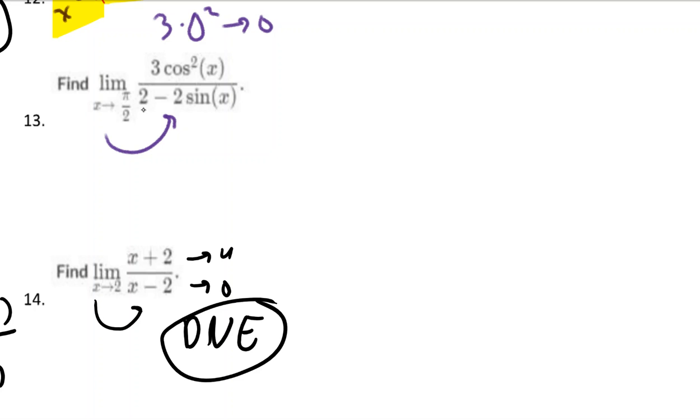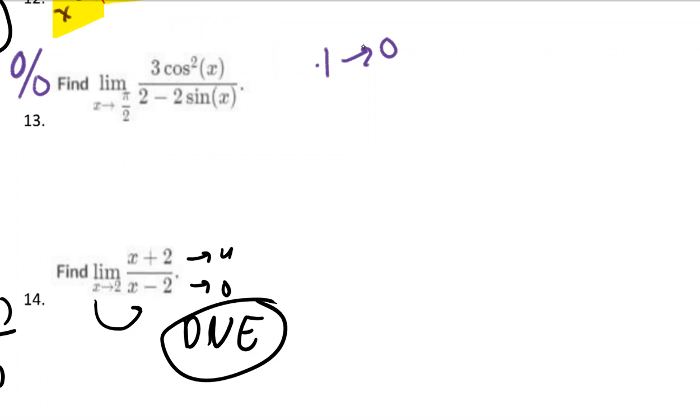Do direct substitution down here, you get 2 minus 2 times the sine of pi over 2, and the sine of pi over 2 is 1. So it looks like we got 0 over 0. You want to start with that, because if you don't get 0 over 0, then you're basically done. It's only when it's 0 over 0 we have to rewrite this stuff.